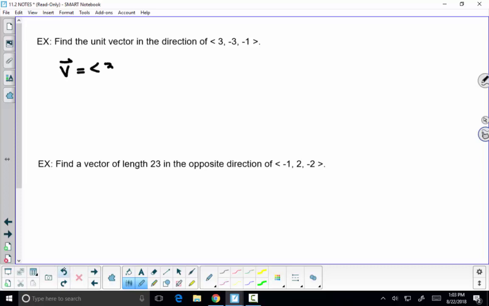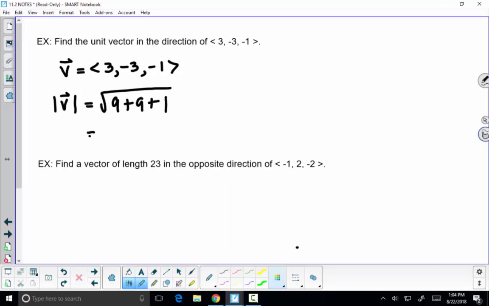So we'll call the vector v. What is the first thing that we want to do if we want to find a unit vector in that direction? Find the magnitude. So we're going to find the magnitude of this vector. This will be done by using the square root of the sum of the squares, and we use the absolute value notation to represent it. And that gives us 9 plus 9 plus 1. So the length of this vector is the square root of 19.